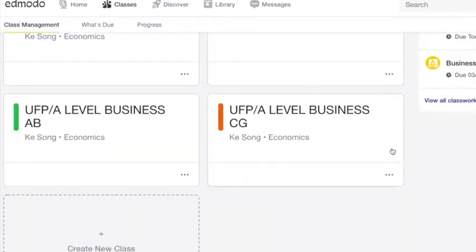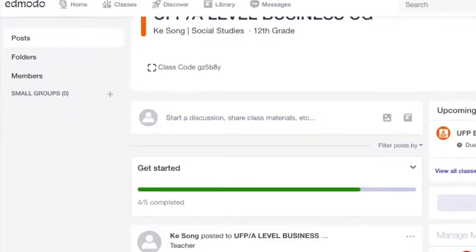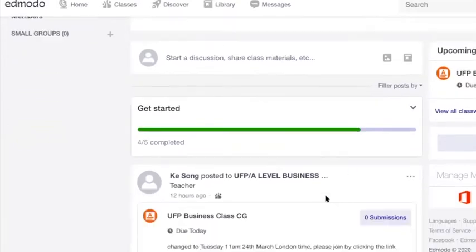Okay, I want to quickly show you where you find all the resources on Edmodo. So we are class CG, right? So what I did, let me just close this. Okay, what I did is for your online lessons is in this section on the right, it's the assessment section. It will remind you it's coming. And if you go to the main page.